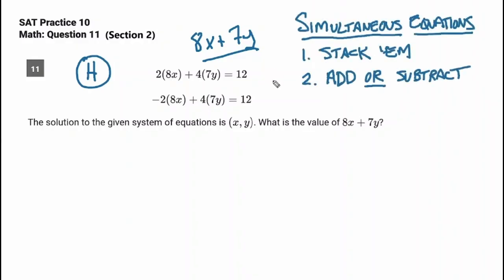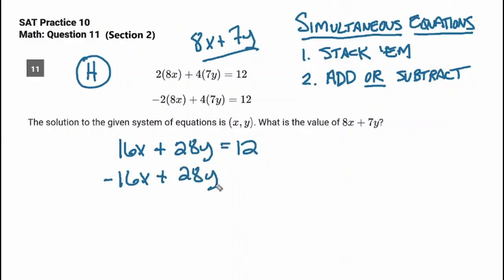Simultaneous equations are always the same. You're going to stack them, and you're going to add or subtract. Let's save a step here, and let's just combine these terms. So 2 times 8x, that's 16x, plus 4 times 7y, that's 28y, equals 12. Negative 2 times 8x, that's negative 16x, plus 4 times 7y is still 28y, equals 12. It doesn't matter if you add or subtract. Put a line under them.